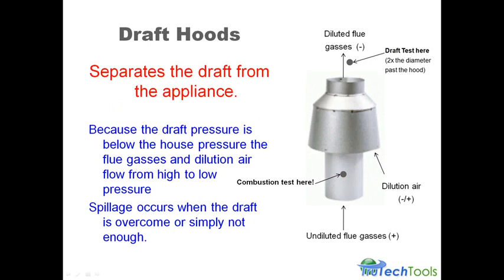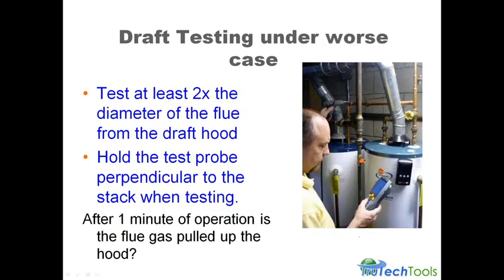All right, so we hit the slide here, and we're going to draft. So how are we going to draft test? Well, you need to be at least 2 times the diameter of the flue from the draft hood. So you can see up here, right here is where I'm testing in the flue pipe, right? We want to be at least 2 times the diameter away. We really ideally want to be away from elbows and transitions in the flue pipe because they can cause some eddy currents in there. But under typical conditions, the flow is so low, they don't have a huge impact on it. But you want to hold that test probe perpendicular to the stack when testing. And after that appliance has run for about a minute, we want to make sure the flue gas is being pulled up the hood and we have correct draft.